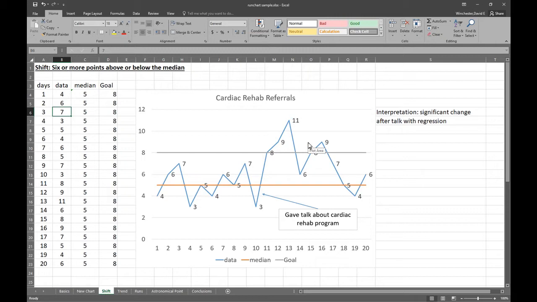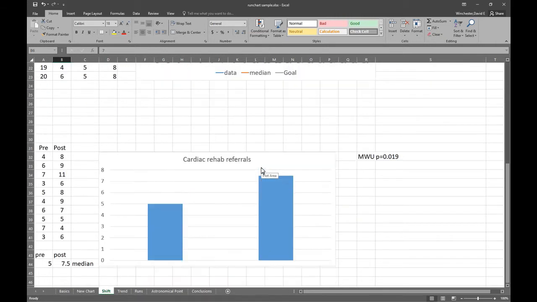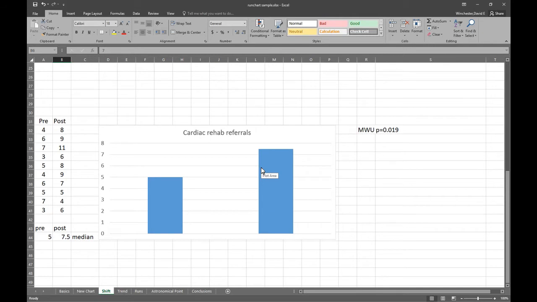What I want to show you is if we take the exact same data, these 20 points here, and use pre-post testing with just a comparison of medians, what that data would look like. In this case, this is our pre-data on the left and our post-data on the right, represented by the medians. So here's the raw data, same as above, and the pre-median was 5, the post-median was 7.5.